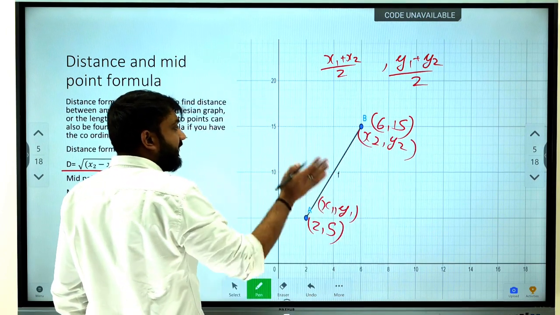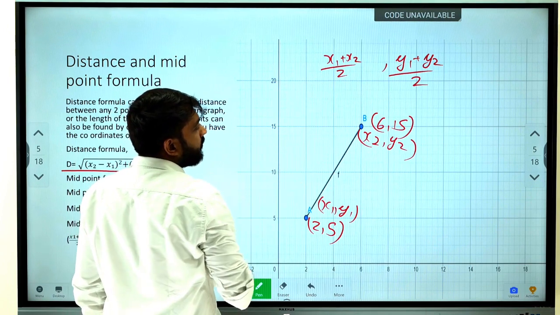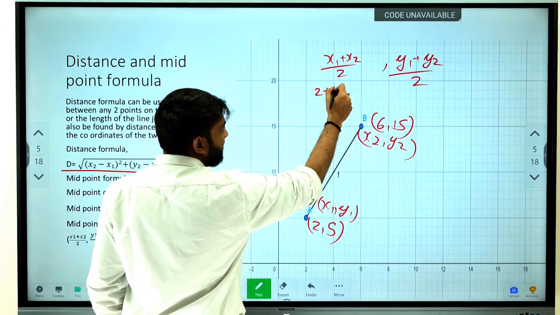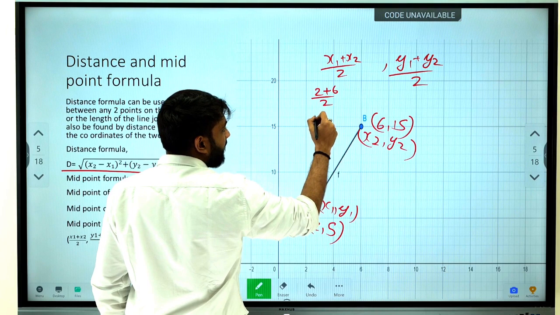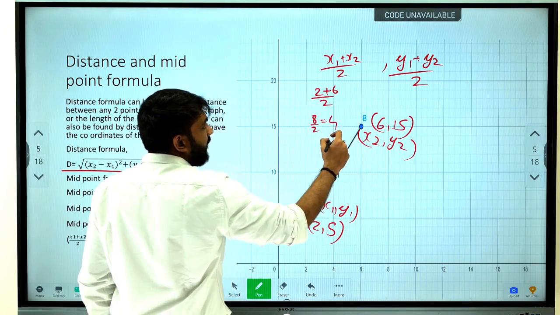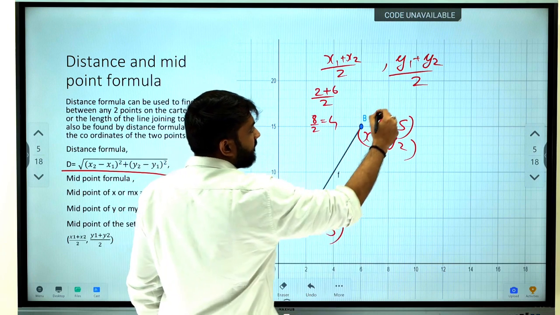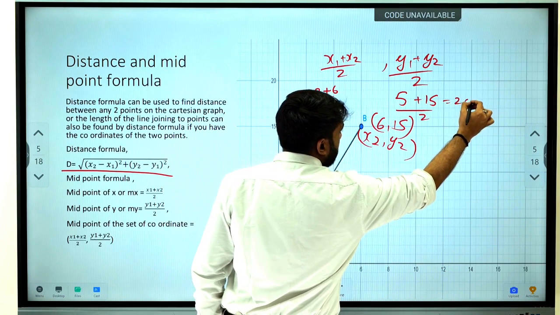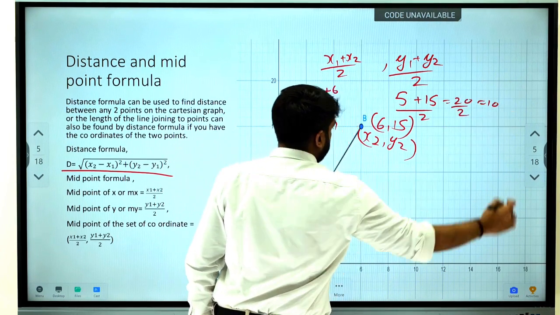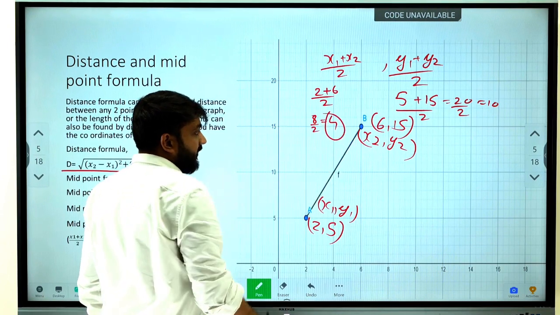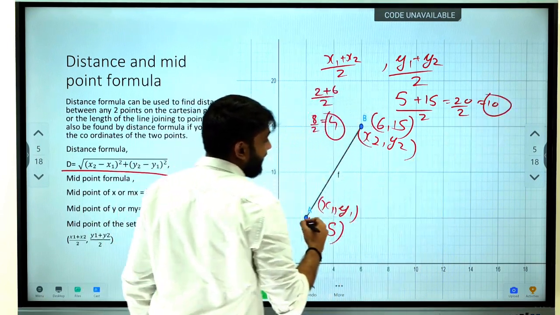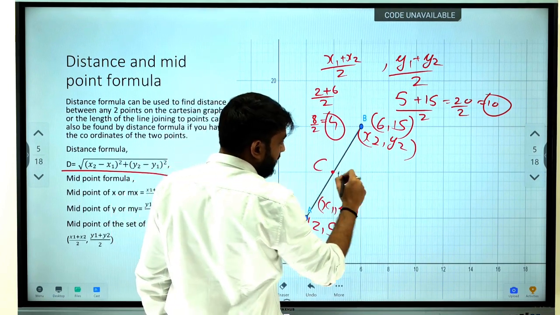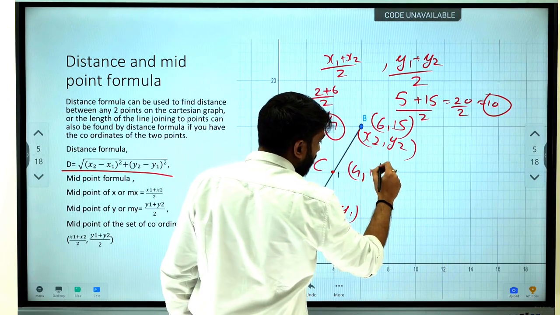Right? So just plugging them into x1 plus x2 upon 2, which will give me the midpoint of x. This simply means it's going to be 2 plus 6 divided by 2, which is 8 divided by 2, which is 4. And then y1 plus y2, which will be 5 plus 15 divided by 2, which is 20 upon 2, which is 10. So the midpoint of x values is 4 and the midpoint of y values is 10, which means that the midpoint between points A and B is nothing but the point C, which will be 4, 10.